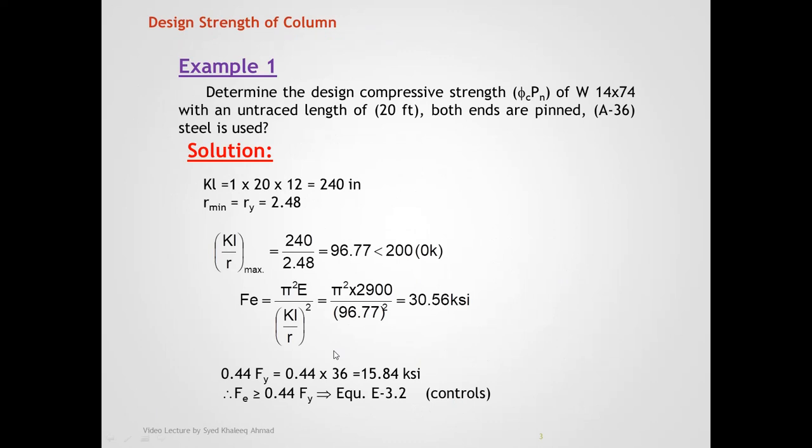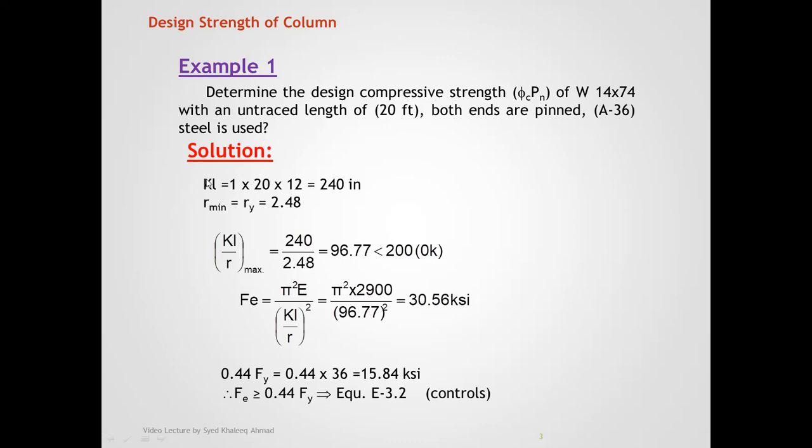Now we will try to solve one example and we will see all these steps required for finding the design strength of column. So this problem says determine the design compressive strength phi c Pn of W14 by 74 with an unbraced length of 20. Both ends are pinned. So end conditions are given, and the length of the column is given, section is also given, and steel grade is also given. So you have to find the design strength of the section.